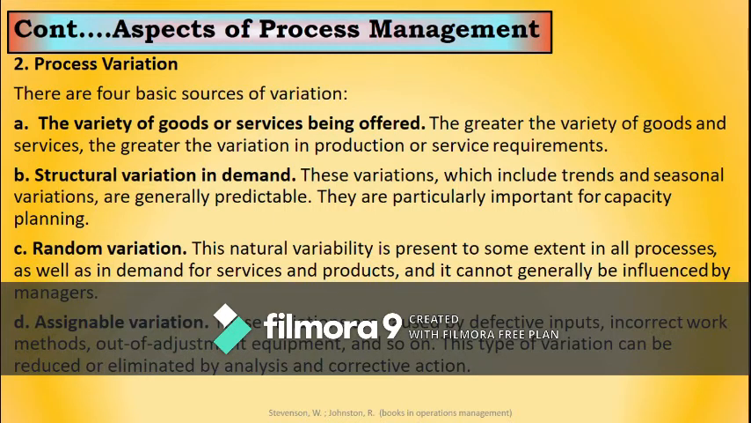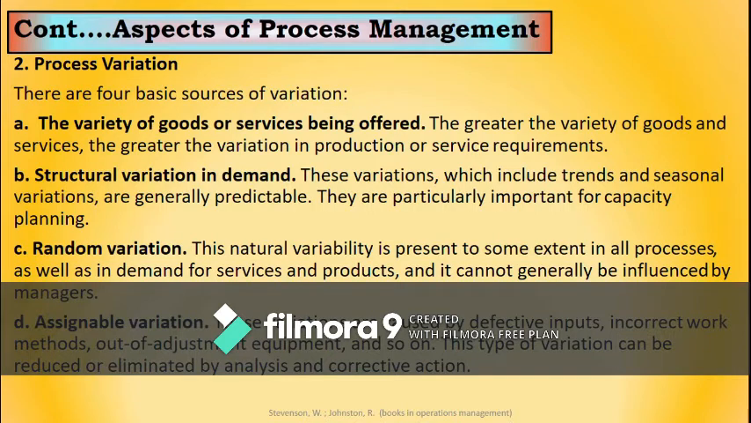There are a variety of goods. So as you can see, if there are varieties of goods or services being offered, then the variation of production or the service requirement also varies, or there are a lot of them. Because you cannot cook the rice the same way you cook the corn, right? Or there is a variation between how you cook pancit guisado and pancit bam-i, right? So too much variation equals variation also in production.